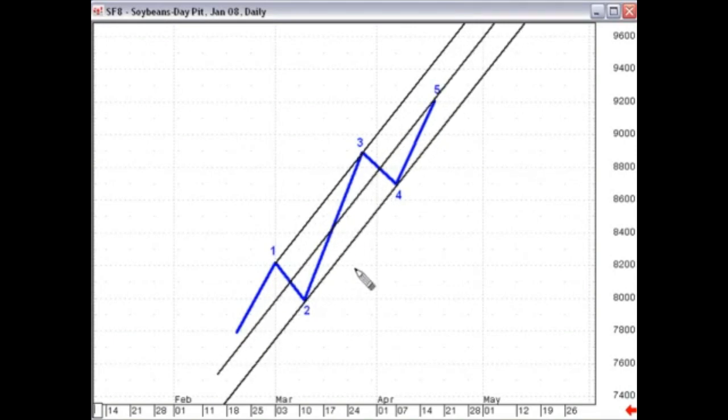Now what this will do, more often than not, is identify support for wave 4. On occasion, price action in wave 4 will actually penetrate this lower boundary line, and that is what is considered throw under.